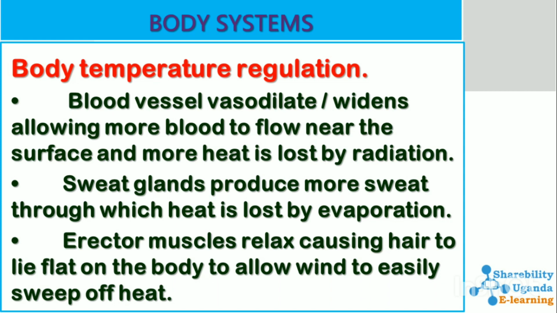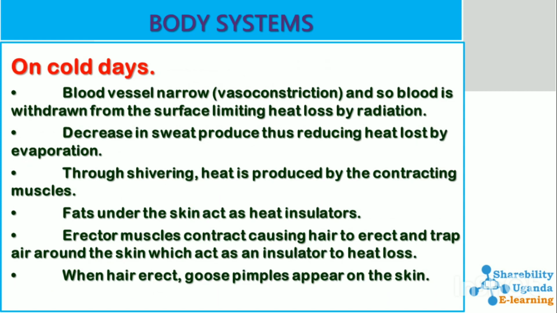There are also erector muscles. They relax, causing hair to lie flat on the body to allow wind to easily sweep off heat. This is another way the skin helps the body to lose heat. And then during cold days, blood vessels narrow or constrict, what we know as vasoconstriction, and so blood is withdrawn from the surface, limiting heat loss by radiation. There is a decrease in sweat production, thus reducing heat loss by evaporation, and also shivering. When the body is shivering, that shaking, it produces heat by contracting the muscles.